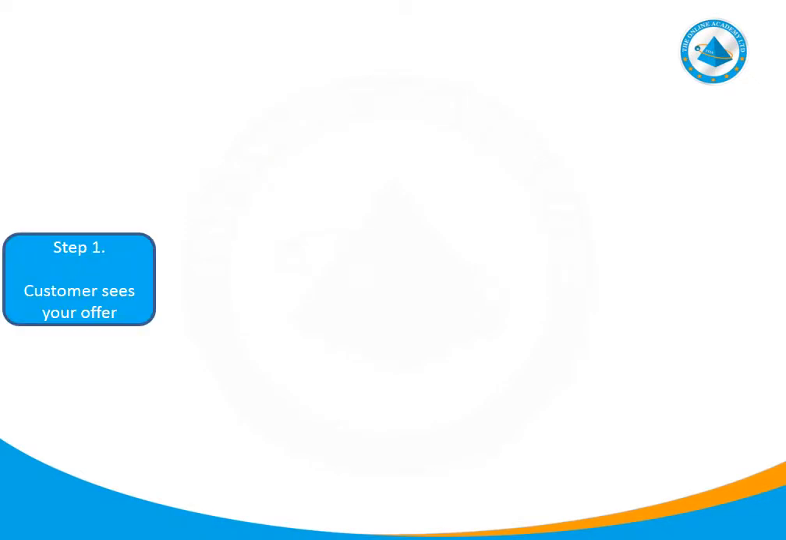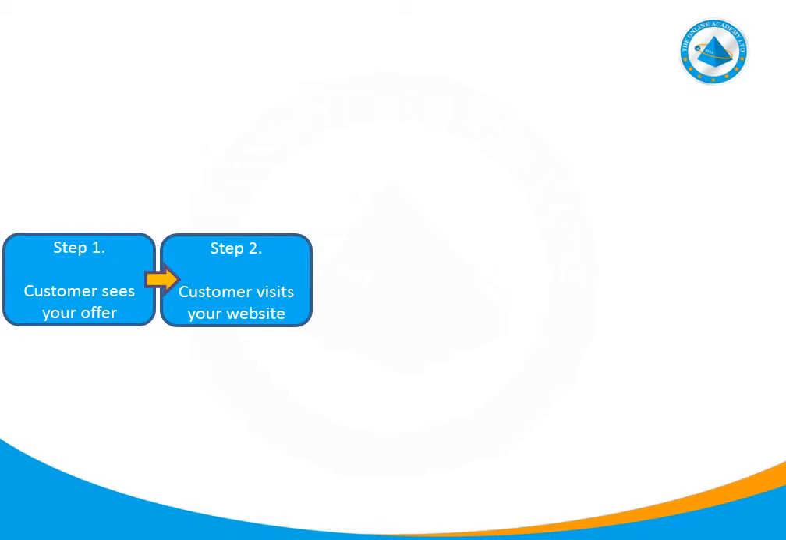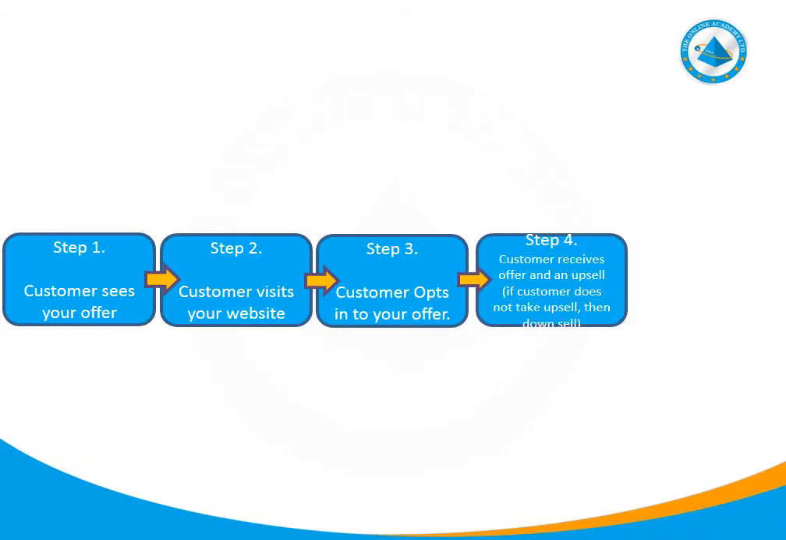So here's the process put out very simply. Step one, your customer is going to see your offer. Step two, your customer visits your website. The next step then is that your customer opts into your offer, and then the customer receives the offer or an upsell. And if the customer doesn't take your upsell, which is your product that you're essentially selling, then you want to send them to a downsell, so something a little bit smaller. And then, of course, step five, hopefully your customer buys your product.